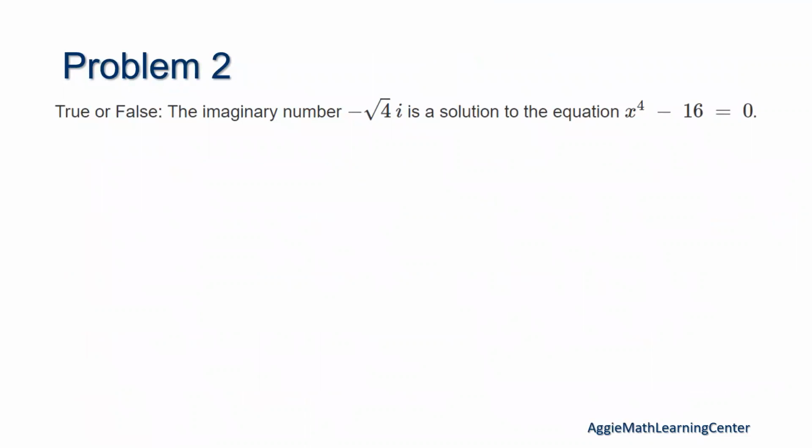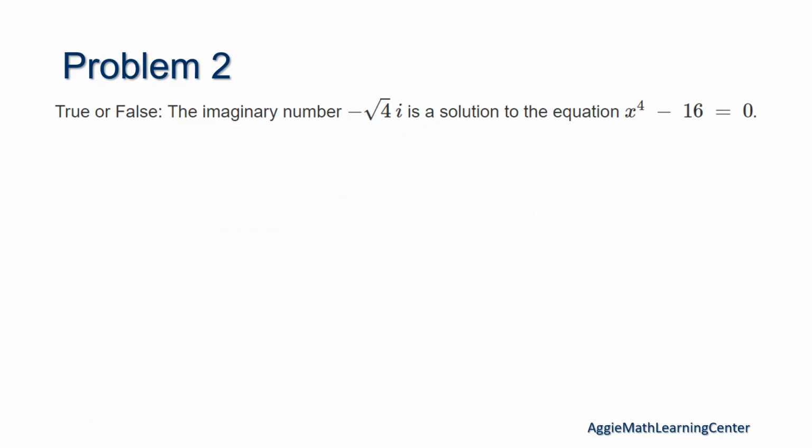Okay. So now this is just a true or false question. It's just asking you whether the imaginary number negative square root of 4 times i is a solution to this equation. It's just asking whether it's true or false. Easiest way to do it, plug it in and see if it works.